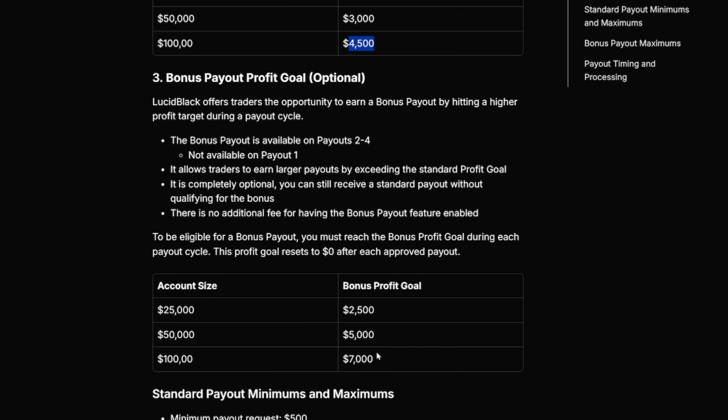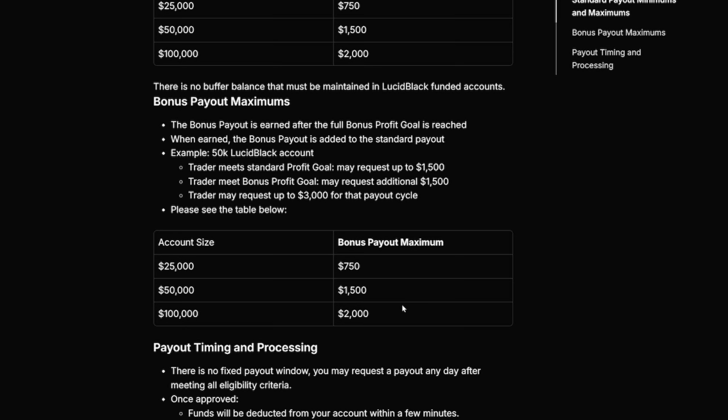But then we come down here and we look at the other bonuses. Now, we talked about the 50K account. You had to make $5,000 to unlock that $3,000 bonus. But in the 100K account, you have to make $7,000. Then we scroll down here real quick. We look at the 100,000. Now the bonus for the 100,000 would be $2,000. And if your normal payout, you'd be able to take out $2,000. If you want to run it up to take out that extra bonus, you would have the ability to take out $4,000 on that payout, if I'm reading this right.